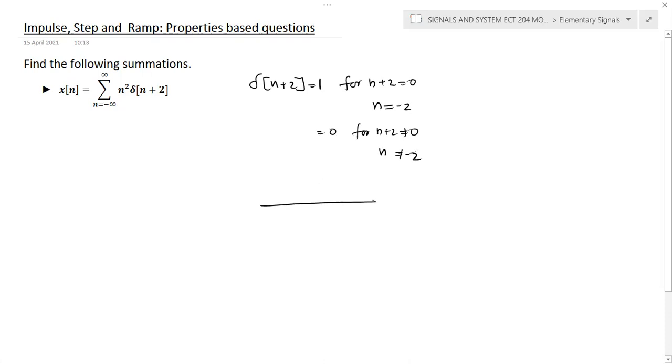And if you draw the waveform, this is 0, minus 1, minus 2, minus 3. This is 1, 2, 3, etc.